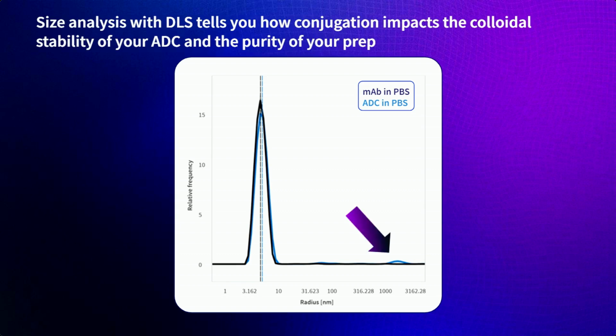You can see that there's a very small peak at high hydrodynamic radius. Larger size particles are overrepresented in these intensity distribution plots, but this is noteworthy because there's no corresponding peak for the naked monoclonal antibody.